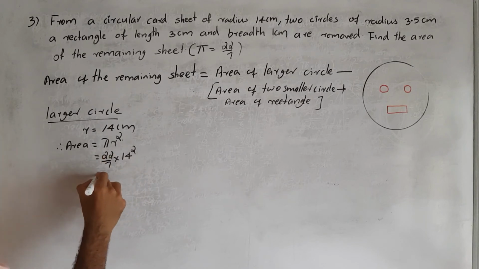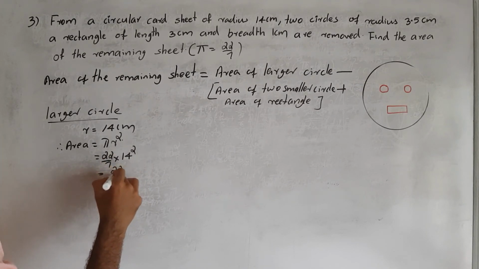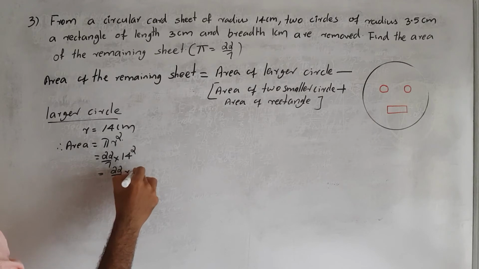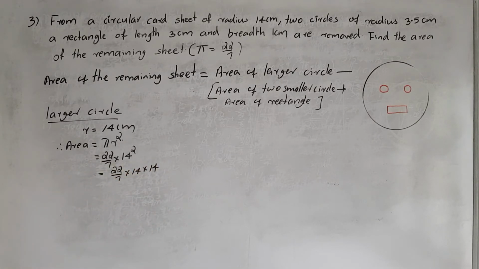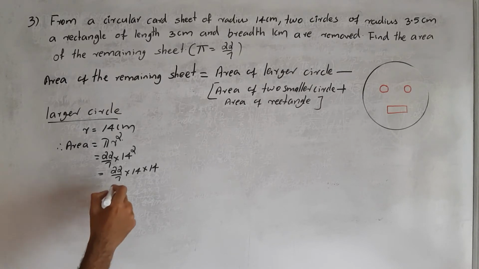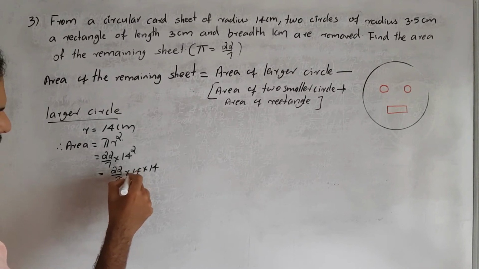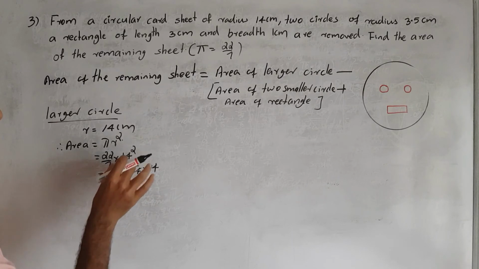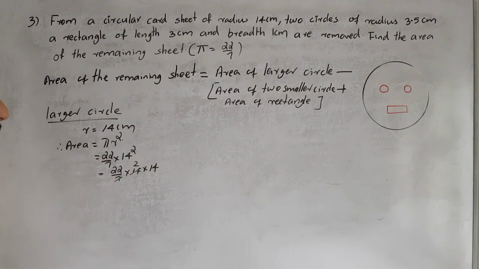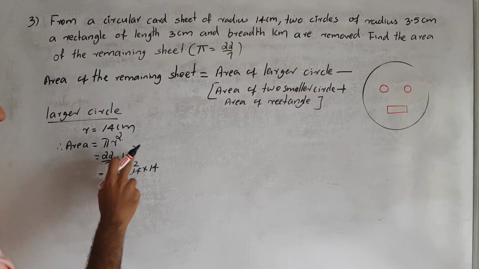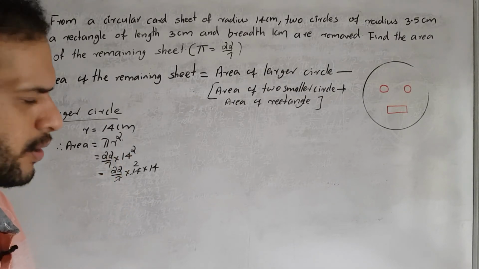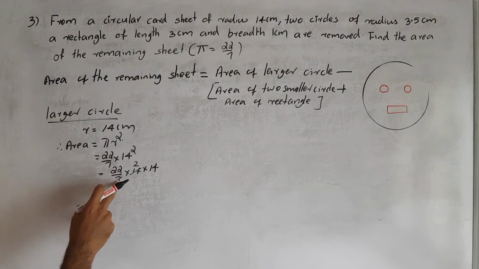22/7 into 14 square. What is 14 square? The meaning of 14 square is, yes, 14 into 14. Correct? Then it's possible to reduce 7 and 14. How many times? 2 times. Or otherwise you can directly find 14 into 14, then reduce by 7. That's also correct. Okay, 14 into 14 പറഞ്ഞാൽ 196 കിട്ടും. ആ 196നെ ഏതുകൊണ്ട് ഡിവൈഡ് ചെയ്താൽ മതി? 7 കൊണ്ട് ഡിവൈഡ് ചെയ്താലും മതി.